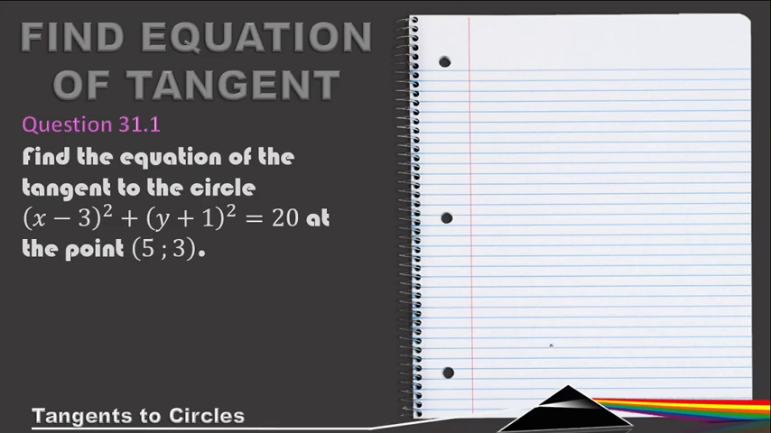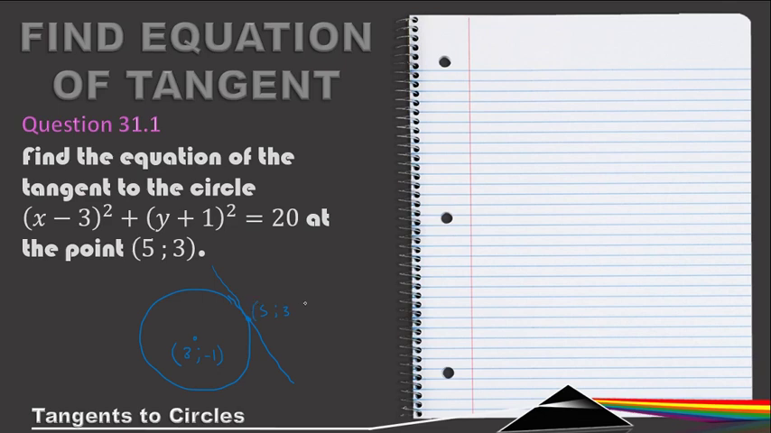Now for question 31.1, we want to find the equation of the circle. And this one is quite easy. We already have our circle in its standard form. So if I draw my circle, I already know that the center point of the circle is going to be 3 and minus 1. And then my tangent, not that it really is exactly over there, but just to get an idea, is there at this point 5 and 3.